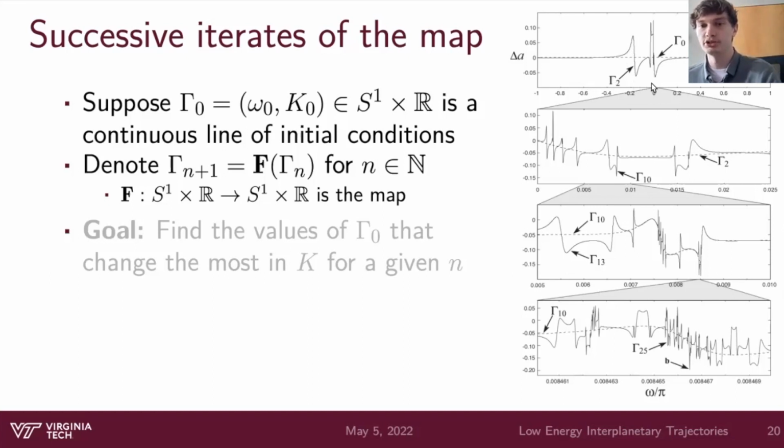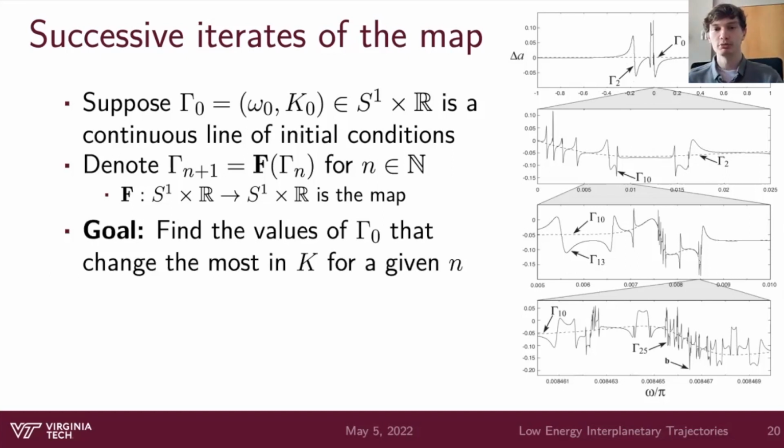So what we're actually showing is zoomed in regions of this graph. And so that brings us to the second panel. You can keep going. So 8 iterates later, gamma 2 turns into gamma 10, right? And in this region, it looks like this. And you can just keep going. This type of Keplerian map has rather complicated behavior. And the actual goal is to find the values in our initial conditions in gamma 0 that give us the most change in energy for a given number of iterates.